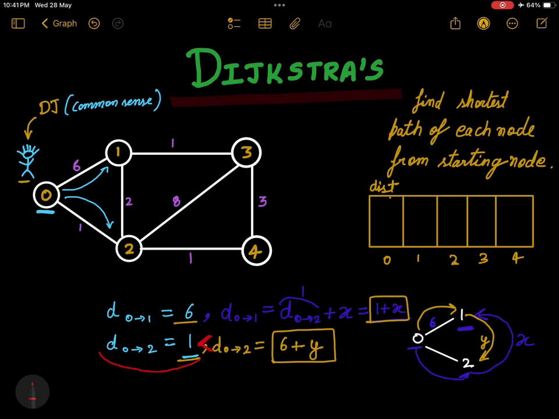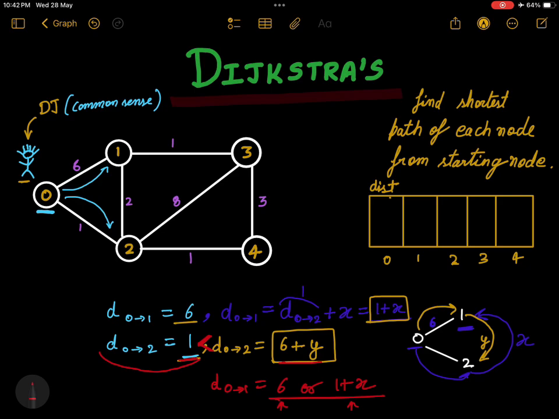But in the case of going from node 0 to 1, we have 6 and 1 plus x. x can be 1, x can be 2, x can be 10 also. So there we don't know, right? So we need to explore there, okay? So what's the conclusion from here? When we explored the neighboring nodes of 0, which are 1 and 2, right? We found out that to go from node 0 to 1, we have to explore. But in case of going 0 to 2, we found the shortest distance possible, which is 1, okay?